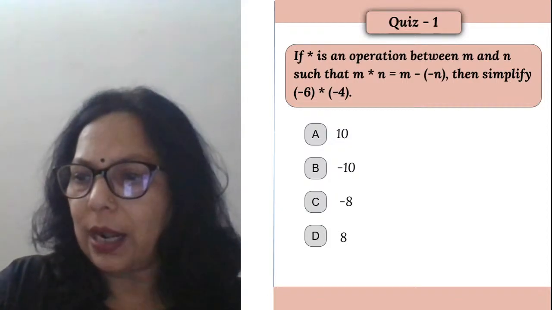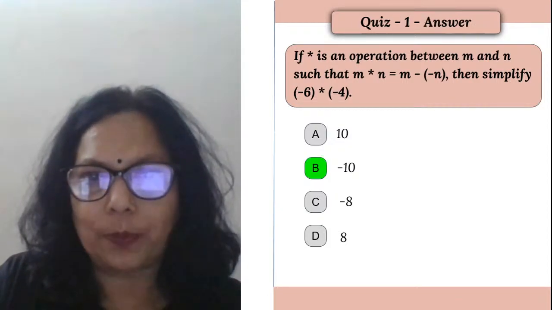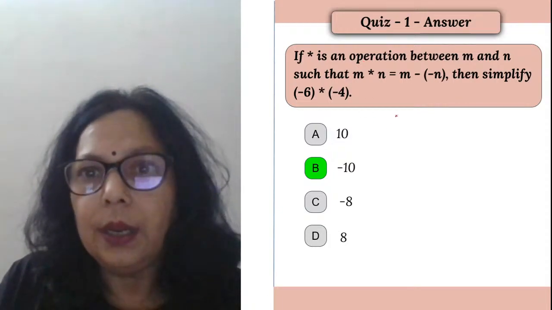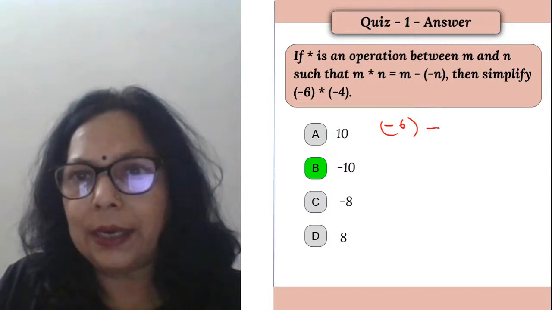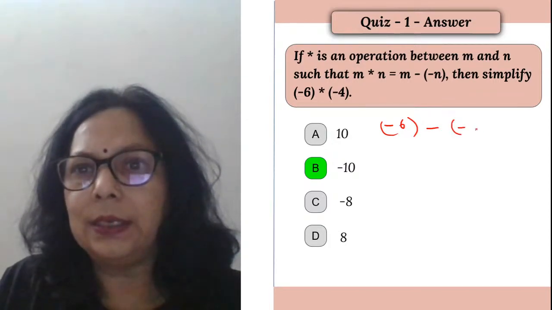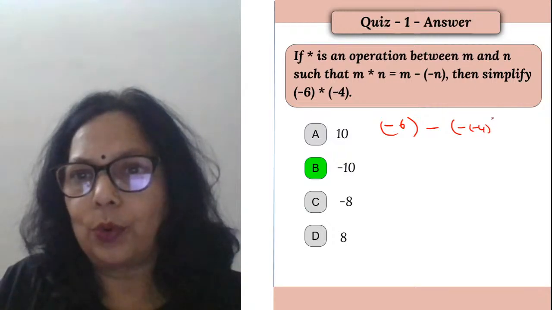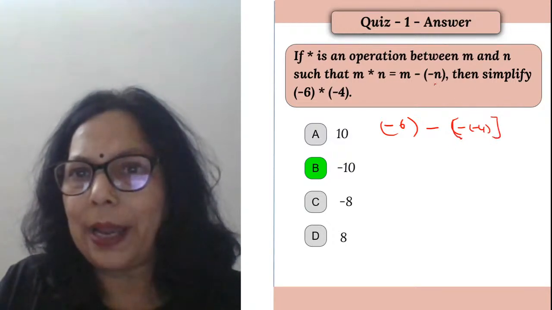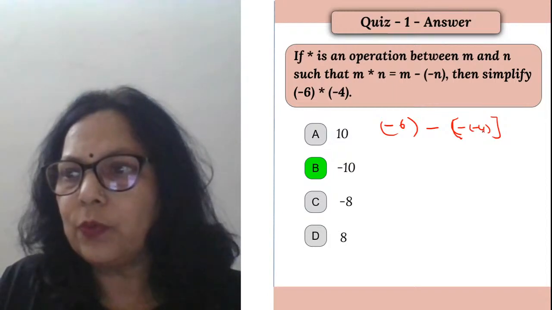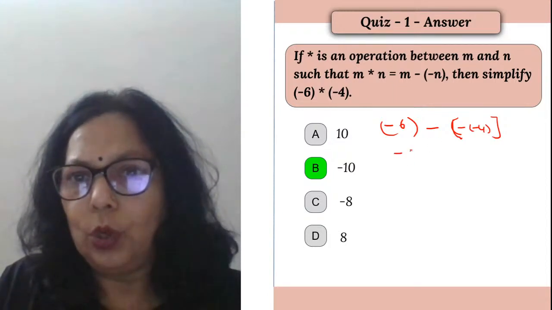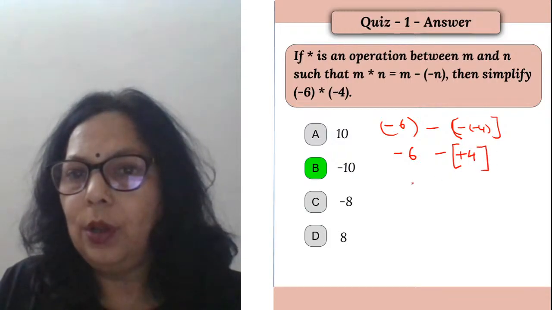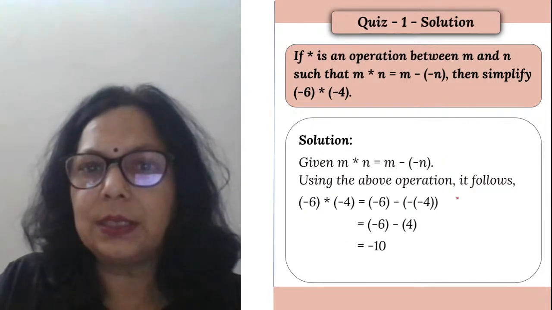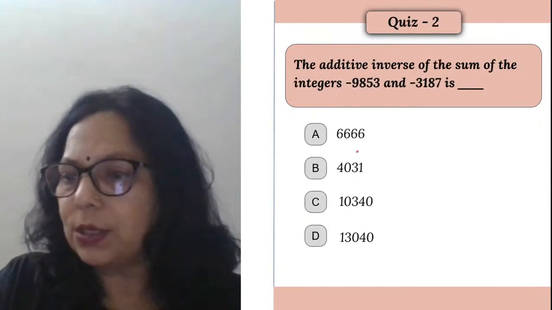So the answer, children are telling, is option B. And yes, it is option B. How? M is minus 6. Minus and minus and then minus 4, right? So this minus is for this minus, then this will be substituted as minus 4. So minus 6 minus minus becomes plus 4, minus 6 minus 4, and it becomes minus 10, right? Now next question, very good.